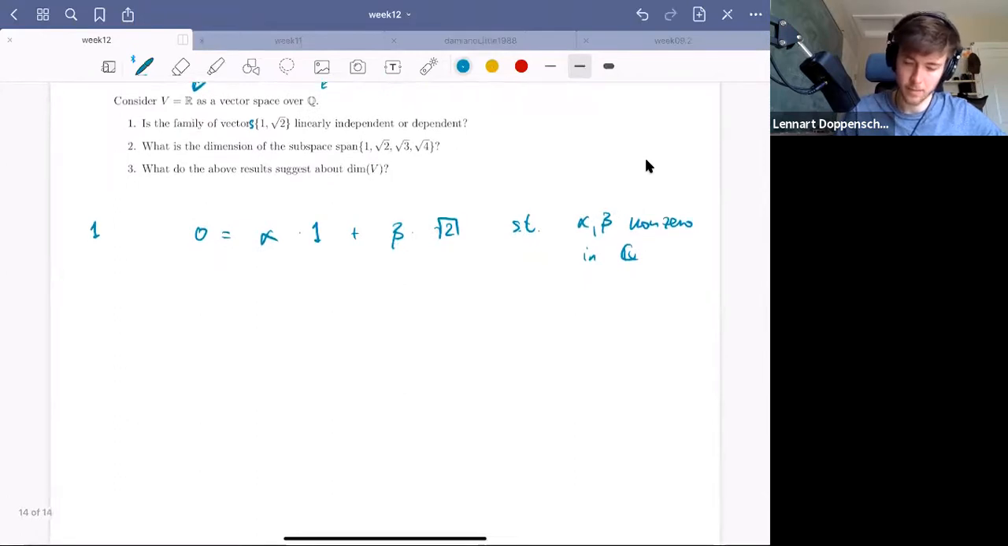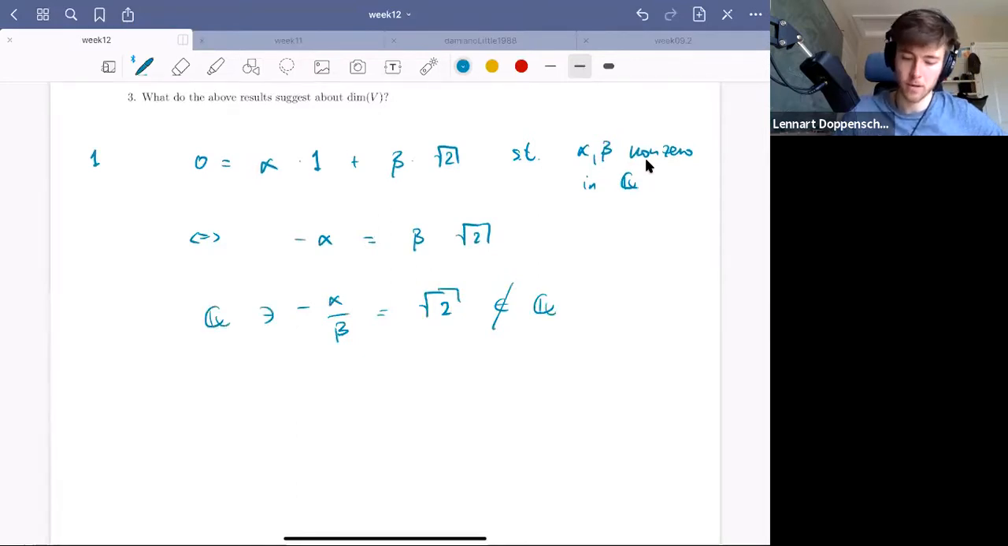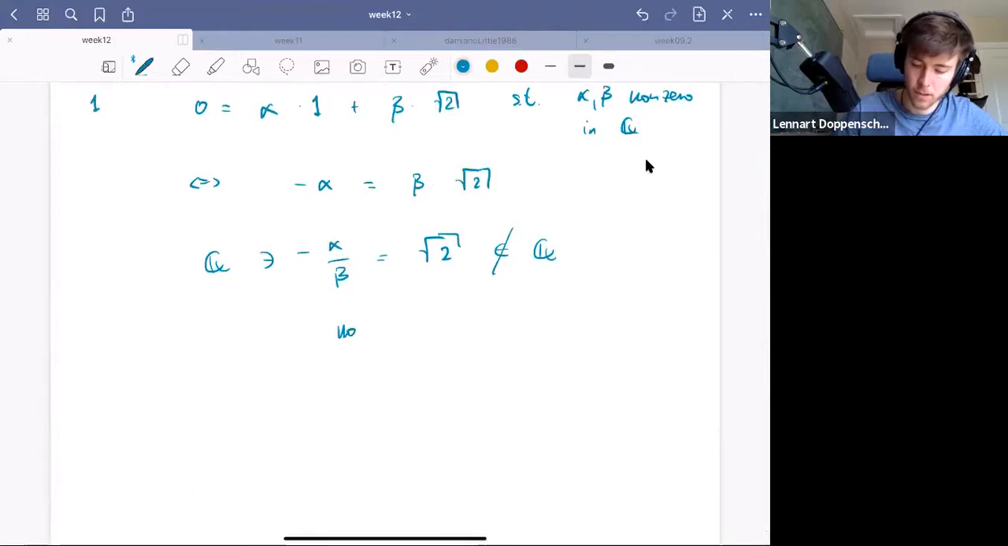And now you can verify that this is equivalent to saying that minus alpha is equal to beta times square root 2, and this would mean that minus alpha over beta is equal to square root 2. But this is not in Q, and it would be in Q if alpha and beta are in Q. So no such alpha, beta can exist.